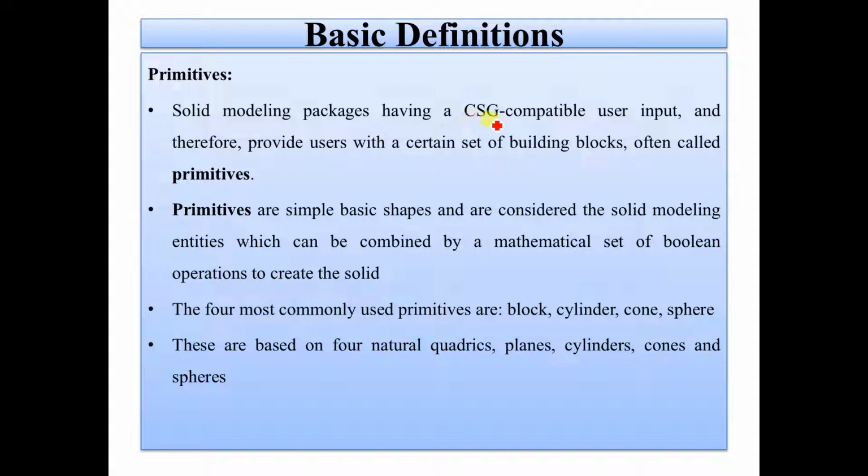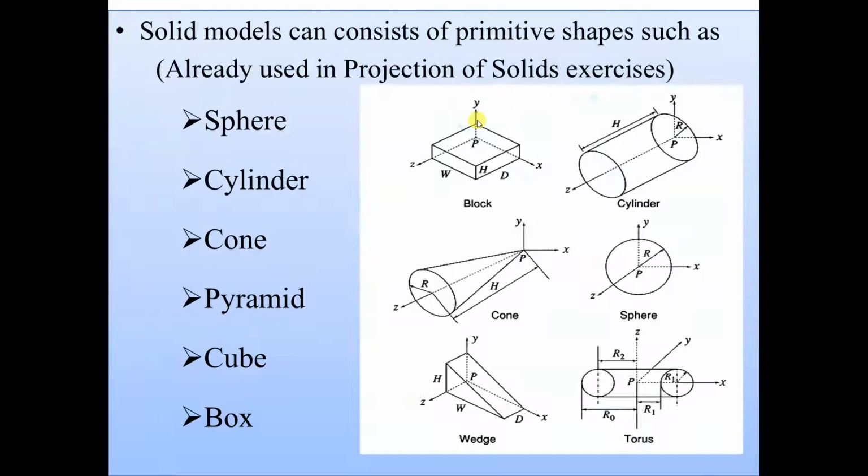CSG represents constructive solid geometry, which is capable of using the solid primitives. In solid modeling, two basic schemes are there: one is constructive solid geometry, another one is boundary representation. Nowadays commercial software has constructive solid geometry capabilities. These are what we saw in the previous week: sphere, cylinder, cone, primitives, all these diagrams in solid modeling.